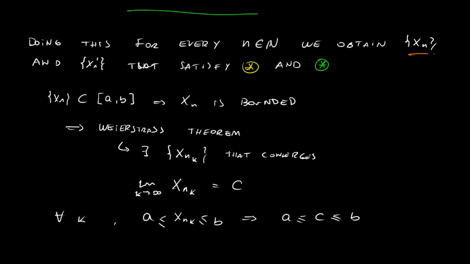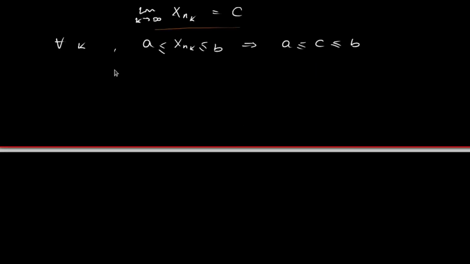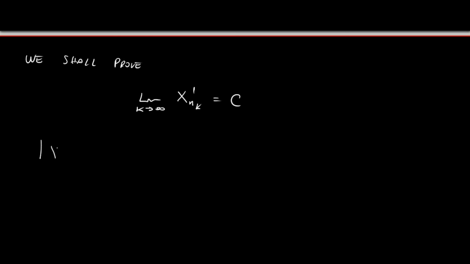So we have two sequences, x sub n, for which we know that a subsequence x sub n sub k converges to c. But we have this other one. And what we're gonna do is prove that the limit when k tends to infinity of x sub n sub k prime, that is a subsequence of our second sequence, is also c. To do this, we want to calculate the difference x sub n sub k prime minus c.